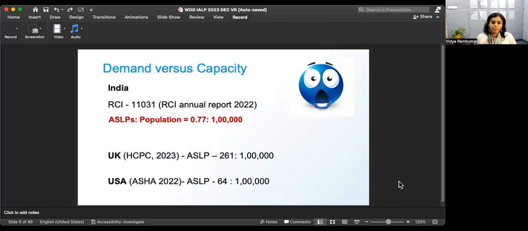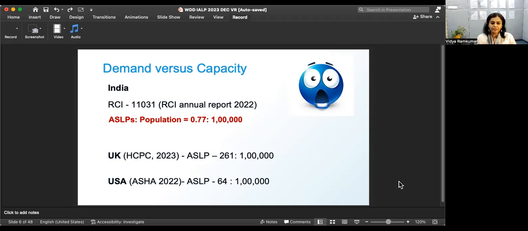Now, against this backdrop, if you need to understand the demand versus capacity, the most recent Rehabilitation Council of India's report suggests that the number of audiologists and speech language pathologists to population is 0.77 to 1 lakh population. Now, audiology and speech language pathology is still a combined program here, and many of them do practice as either or.